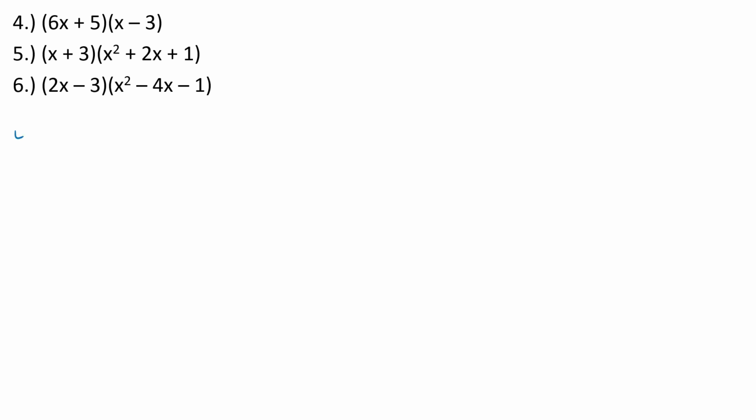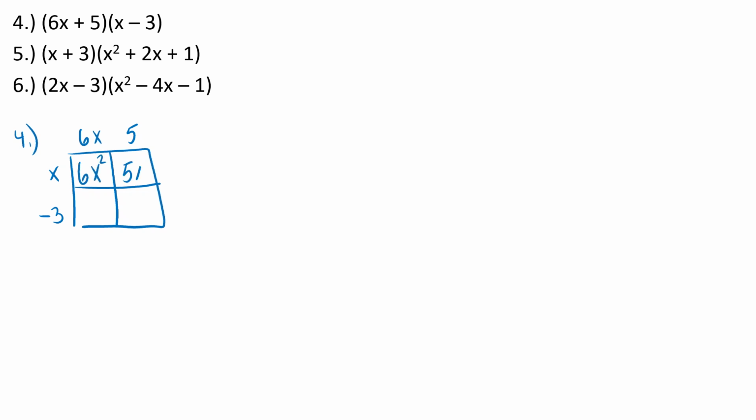So this one here, I think number 4, it's really just a matter of the size of the numbers. I decided to get a little bit bigger with the numbers. So we have a 6x plus 5, and we have an x minus 3. I guess that's not too big. X times 6x gives me 6x squared. X times 5 is 5x. 6x times negative 3 is negative 18x. And negative 3 times positive 5 is negative 15.